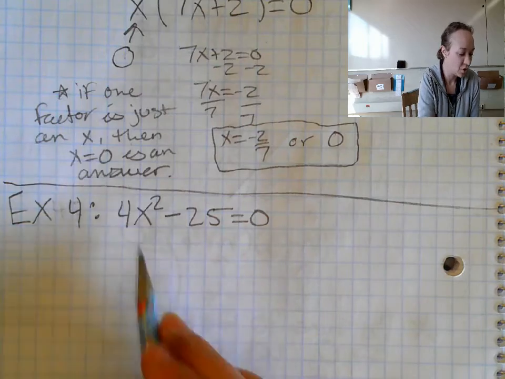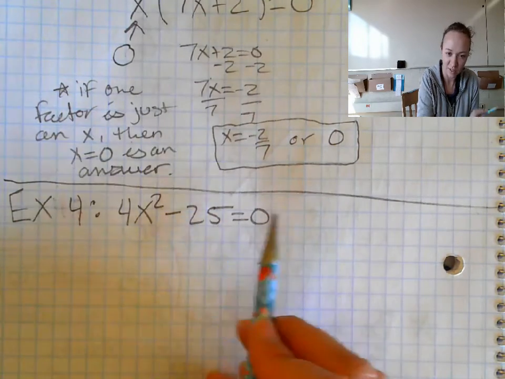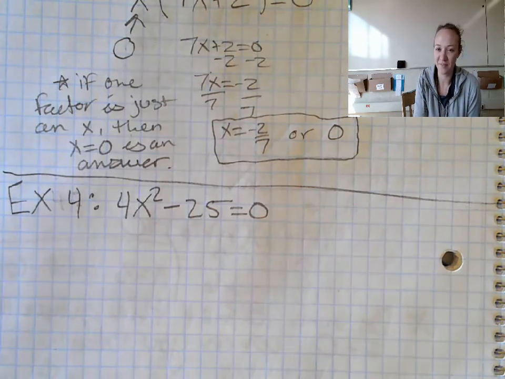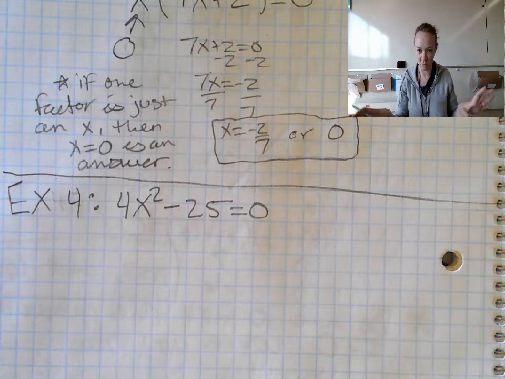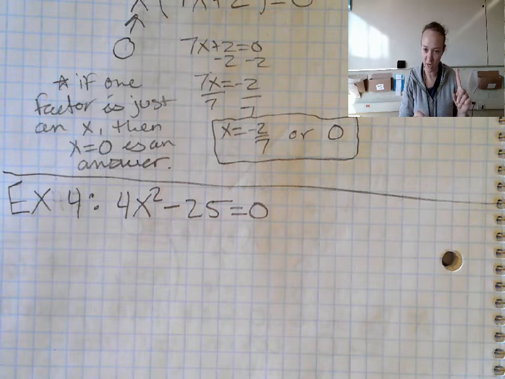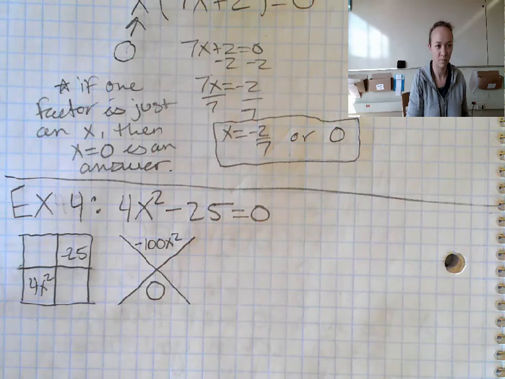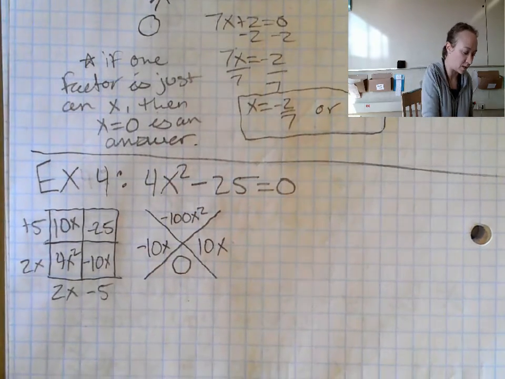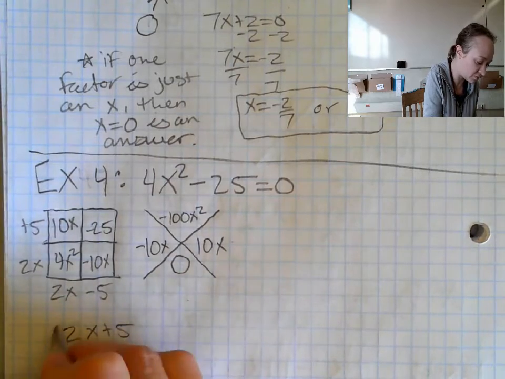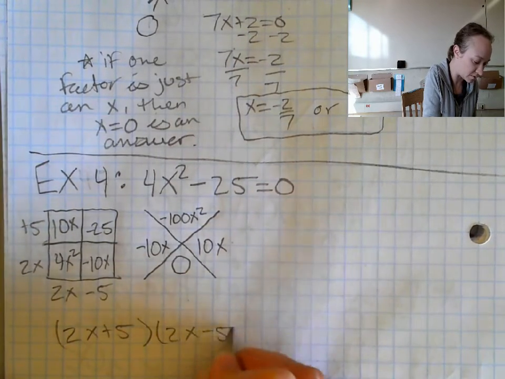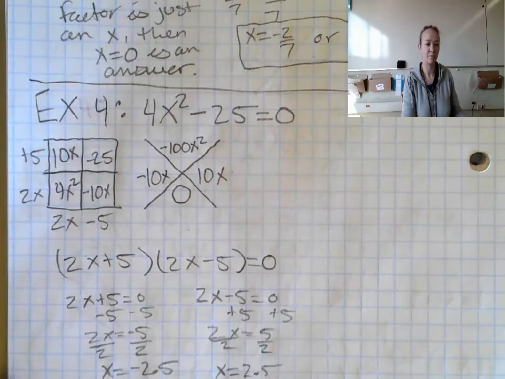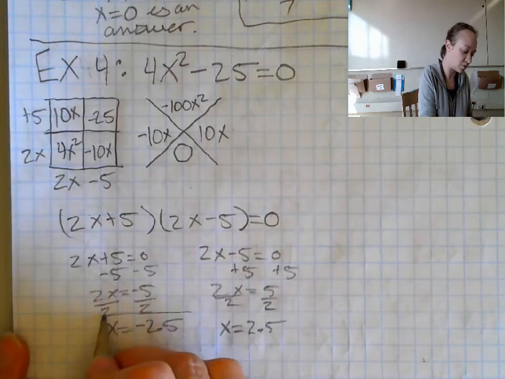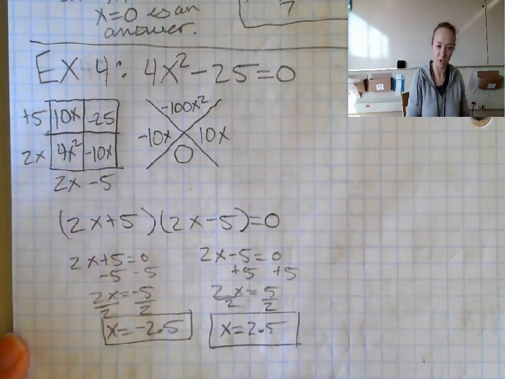All right, now 4x squared minus 25 equals 0. Go ahead and solve. All right, so there are 2 different ways to solve this one. First let's do the factoring way. So I get 2x plus 5 and 2x minus 5 equals 0. I solve both from each of them equals 0, and I get x equals negative 2.5 and x equals 2.5.